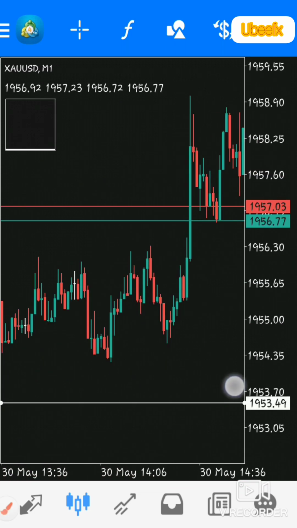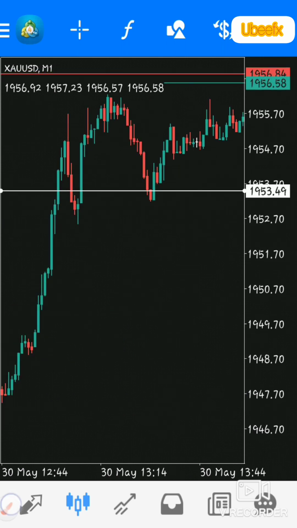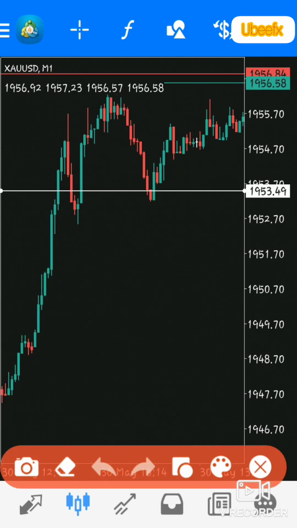So now see what happened. Immediately gold came to this. You see what happened. Gold created liquidity here, and gold moved up again and took out this liquidity. Now we are looking for gold to take liquidity for at least 2 times, but gold just took it once here, so we are still going to be waiting.